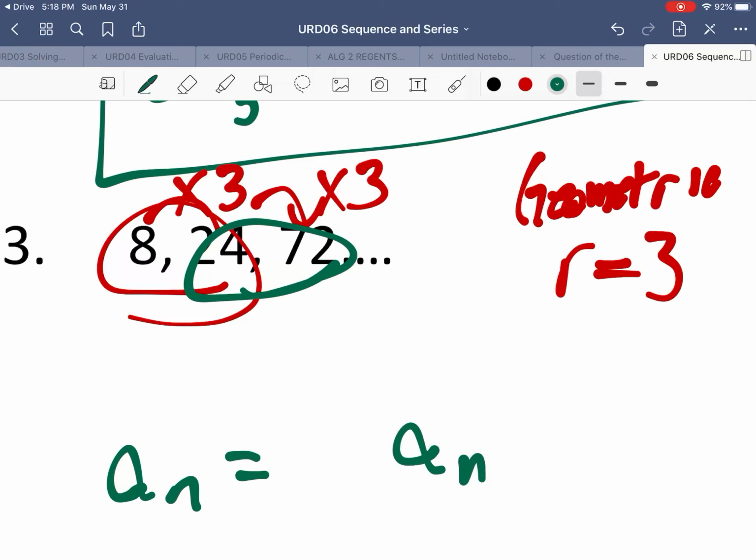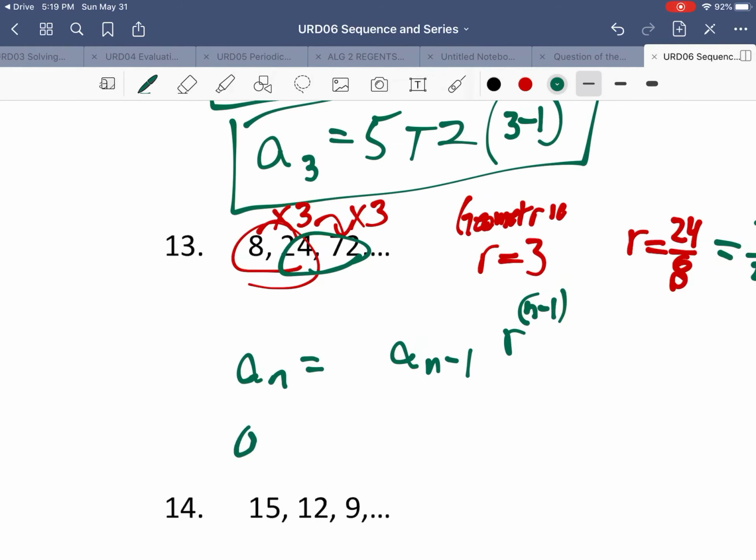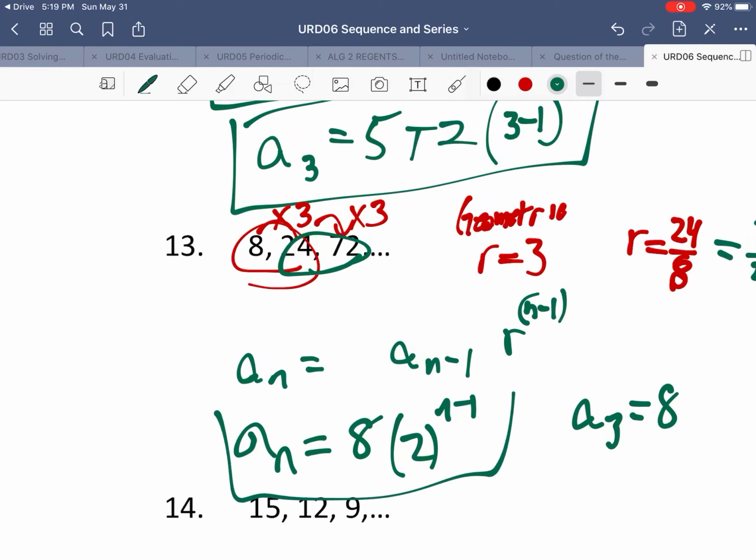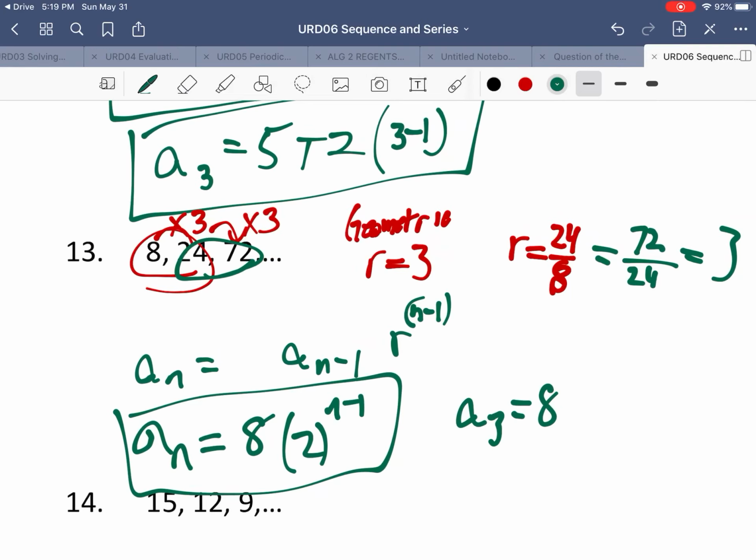So the explicit formula for a geometric sequence is a_n is equal to the first term times the ratio to the n minus 1 power. In other words, in order to get to the third term, I need to start at the first term and multiply by the ratio twice. So in this case, a_n is going to equal 8 times 3 to the n minus 1. So if I wanted to find the third term, a_3, I would start at 8. So this is my answer, by the way.